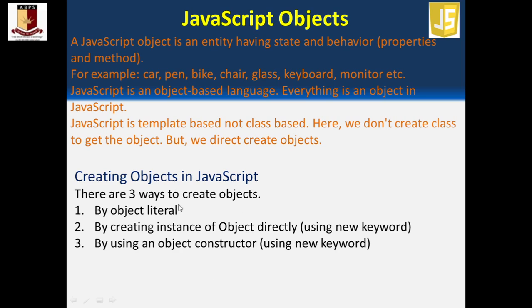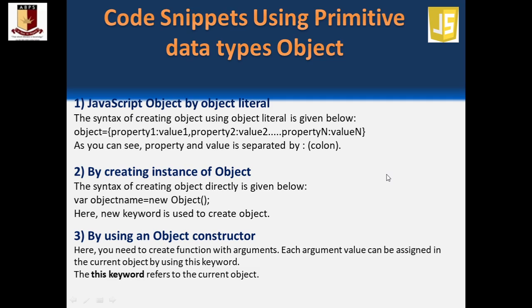So there are three different ways you can create objects: by object literal, by creating an instance of the object directly using the new keyword, and by using an object constructor, where, for constructors, we again don't use the new keyword but use the this keyword. Okay, so let's move to the next slide.